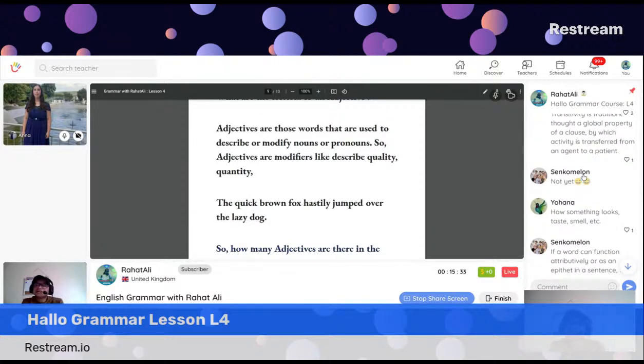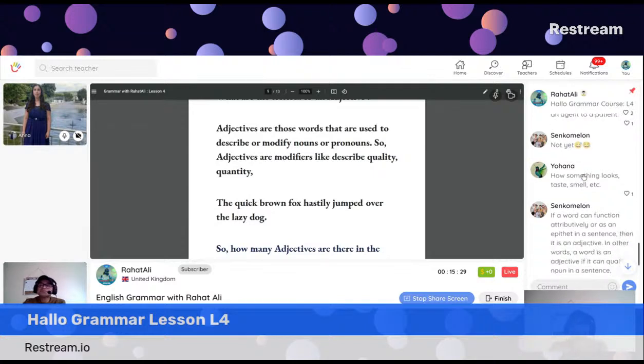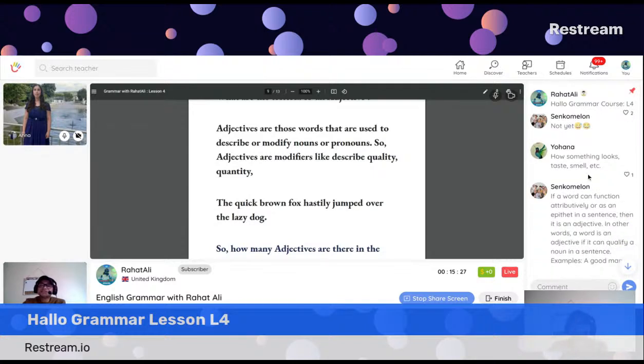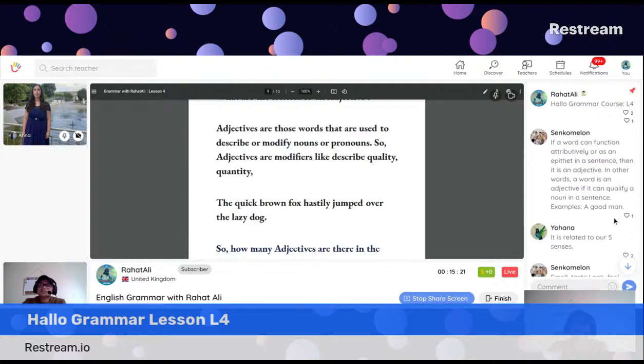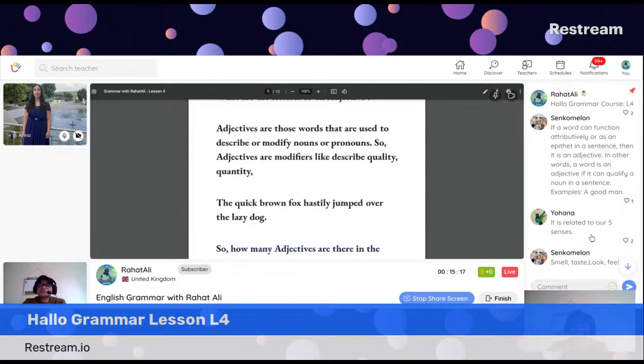Okay, Johanna says it describes how something looks, tastes, smells. If a word can function attributively as an epithet or in a sentence, it is an adjective. It can qualify a noun. Okay, related to our five senses as well. Yes, very good, Johanna and Sanko.